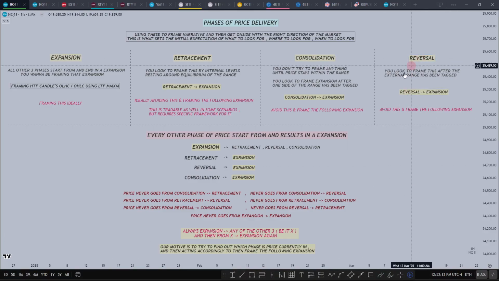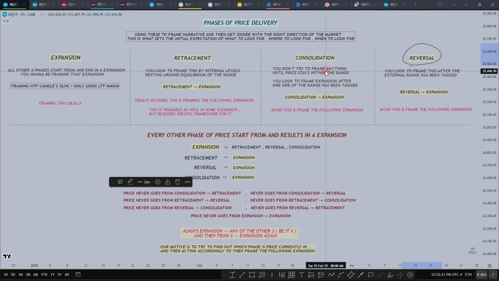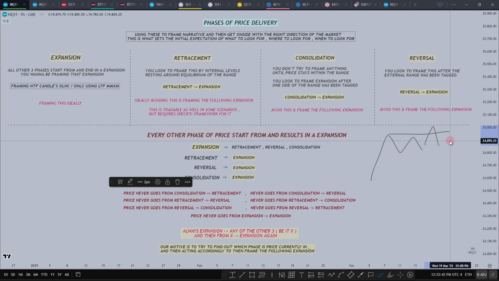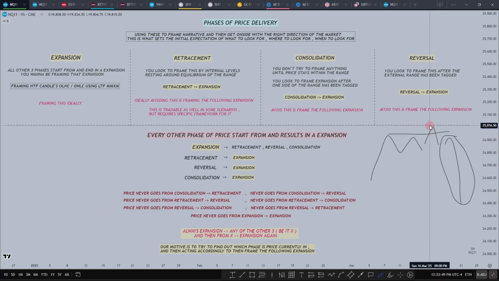How do you frame reversal? You look to frame this after the relevant external range has been tagged. It may look like how you frame consolidation to expansion, but consolidation has a true breakout kind of scenario as well, so not the same as the range-relevant extreme or external side of the range. Once this has been tagged and price shows reversal, you then want to frame the following expansion, the resultant expansion after reversal has been framed and it has ended.